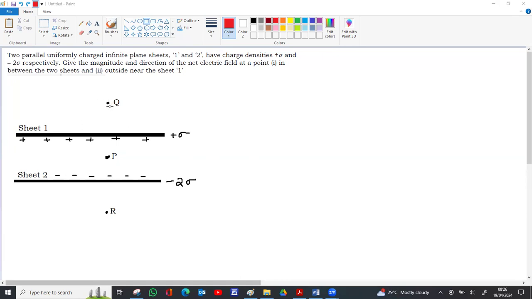To find the direction of the electric field, always imagine a positive test charge at the point P, Q, or R. Then, for the sheet you are considering, check whether the test charge will move away from or towards the sheet because of repulsion or attraction. For example, at P, imagine a positive test charge. Sheet 1 is positive, so it repels the test charge downward. So E1, the electric field of sheet 1 at P, will be downward.